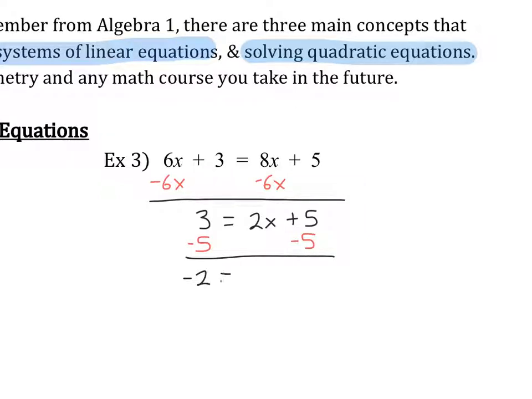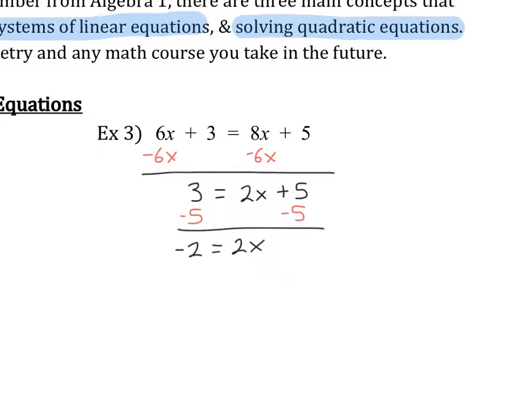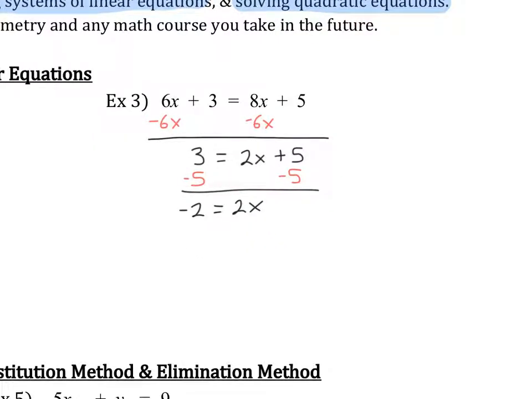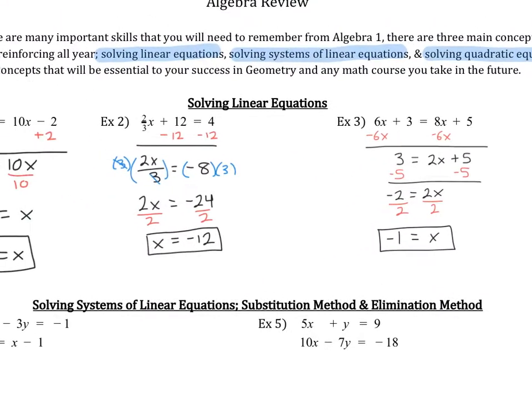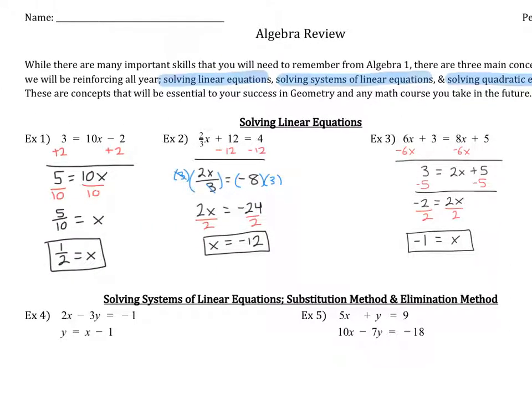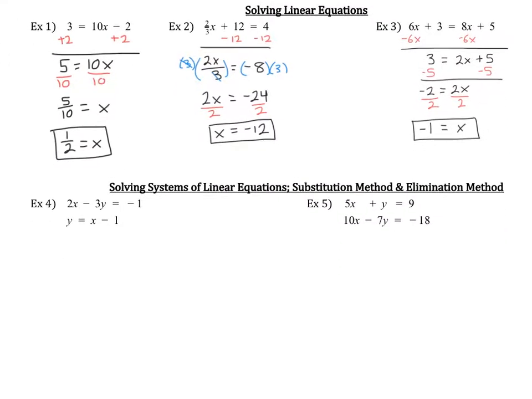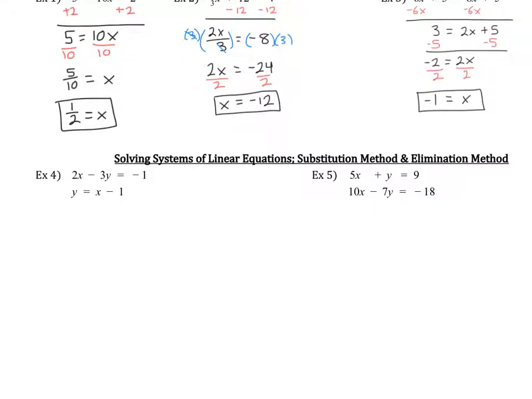I'm left with -2 equals 2 times x. And the inverse of multiplication is division. So I'm left with -1 equals 1x. Remember, any number divided by itself is 1. So that's a brief review of solving linear equations. Definitely something we will practice throughout the entire year, and it will definitely show up in a lot of geometry problems. Okay, the next skill we're going to learn is solving systems of linear equations.